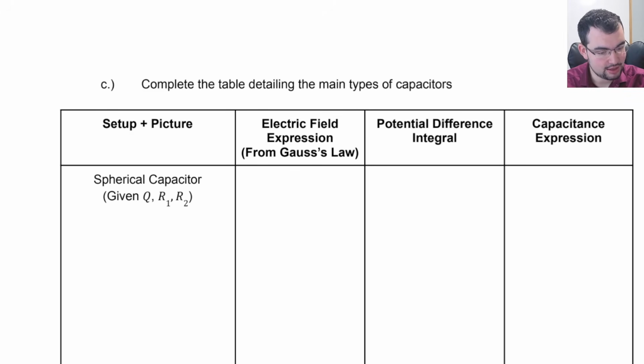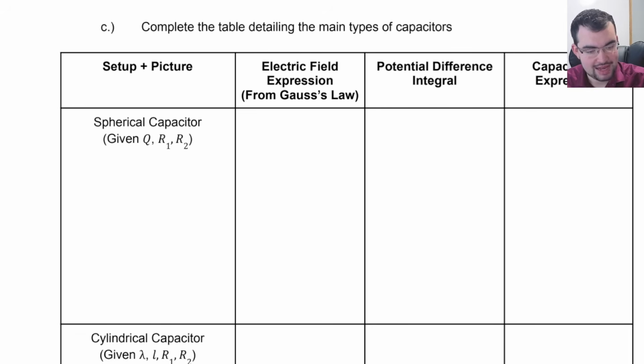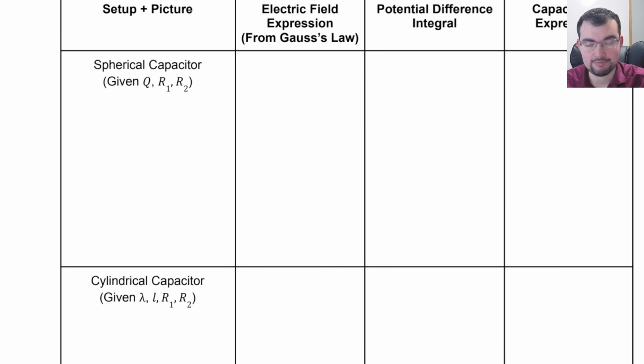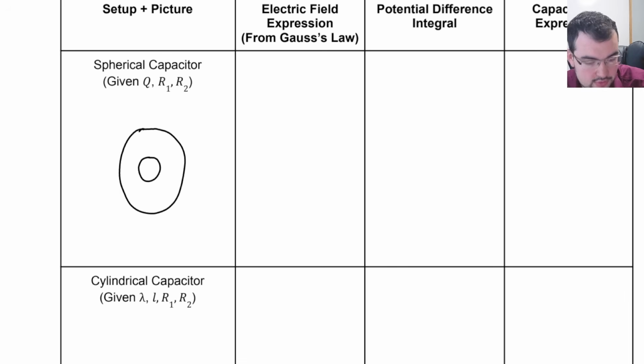So let's set these up. So there's only three types of capacitors we need to be able to deal with in Physics C, although most of them are going to be the parallel plate. So first we have our spherical capacitor, where we just have two spheres, and you're given their individual radii. So you might be given their two radii, where your big radius is R2 and your little radius is R1.